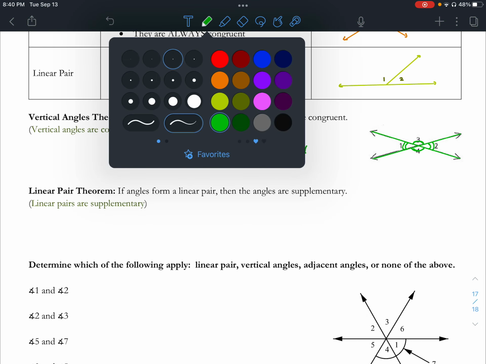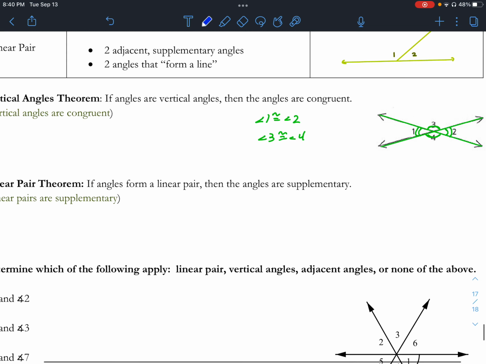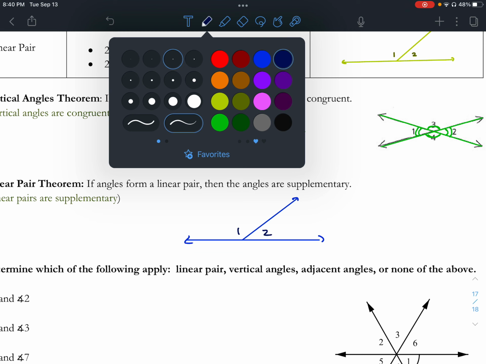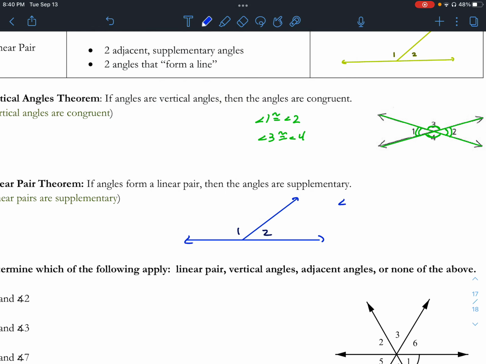Linear pairs are similar, and there's an intuitive process for this. If you have a set of linear pair angles that looks something like this, for example, there's some crazy car outside right now. But we have two different angles, and if these are linear pairs like this, I know angle 1 plus angle 2 must equal 180 degrees.